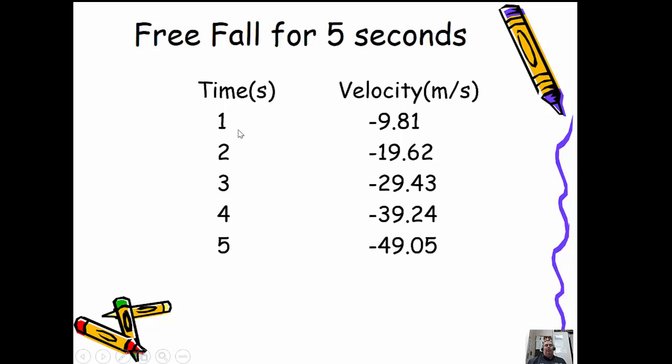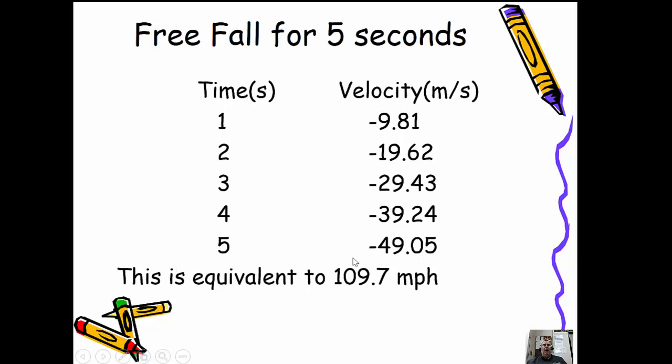So if we take an object and we're holding it at rest, time 0, no velocity. But after 1 second, we're going to be at negative 9.81. After 3 seconds, negative 29.43. But in 5 seconds of free fall, it's going to be moving at negative 49.05 meters per second. What's that equate to in miles per hour? In about 5 seconds of free fall, an object's going to approach about 110 miles per hour.